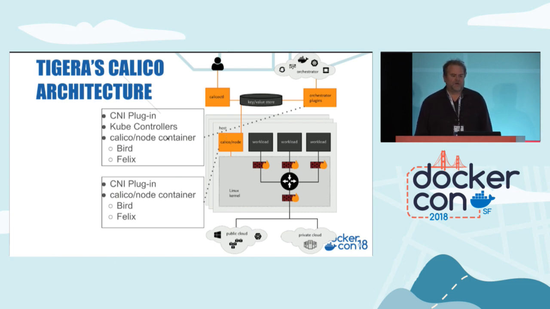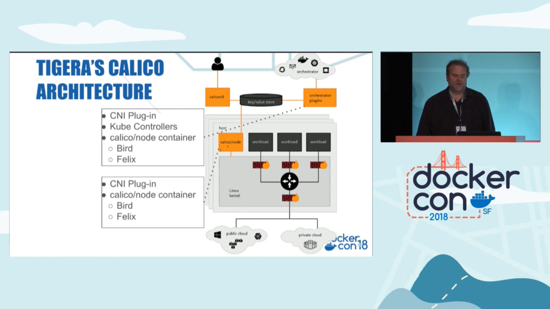Actually, I drew these lines incorrectly. The orchestrator plugin are the CNI plugins, and that's what I get for cutting and pasting. Forget about this line. So these are the Cube controllers and CNI plugins. Down here on Calico node, this is the CNI plugin as well.